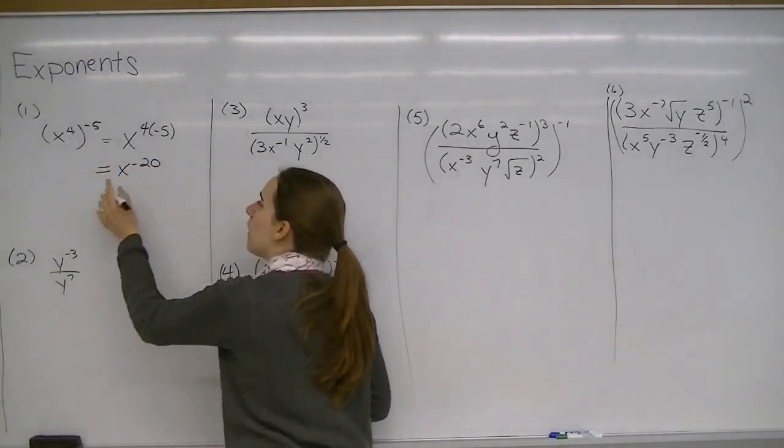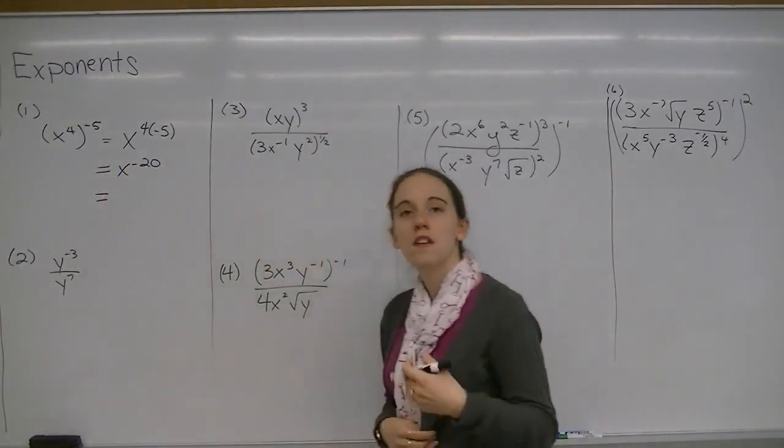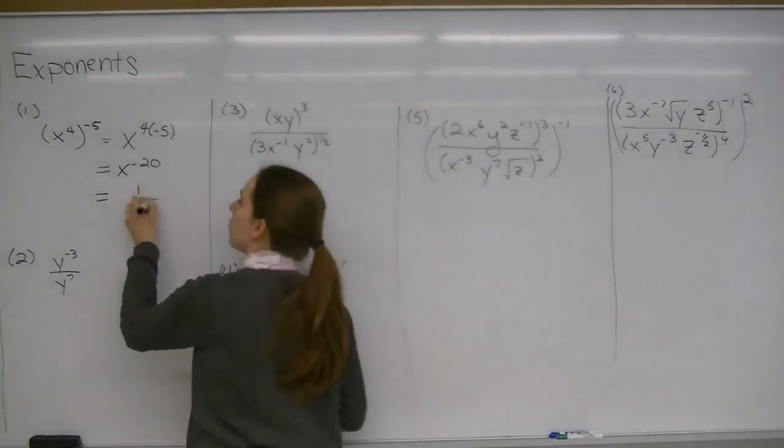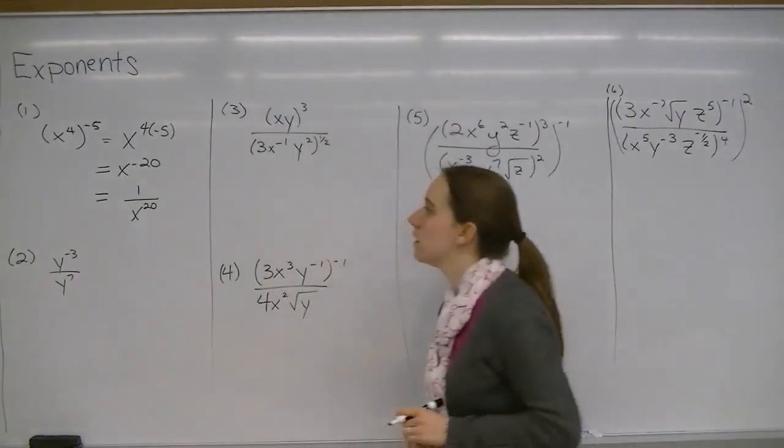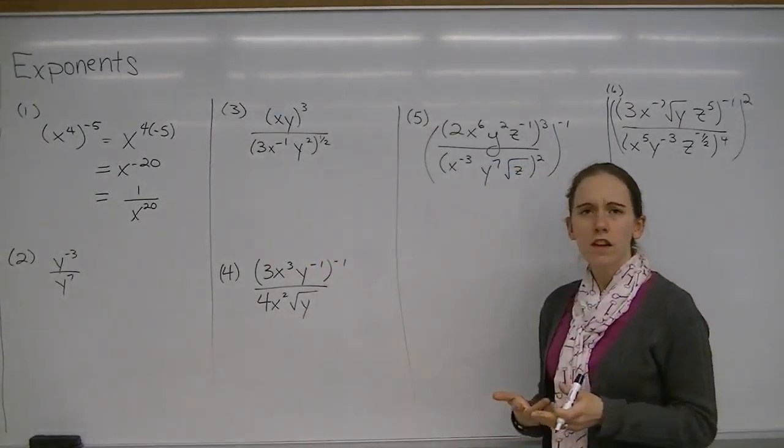And remember that when you have a negative exponent, that just means we bring it down to the bottom of the fraction, or make it 1 over x to the 20th. Not so bad, right?